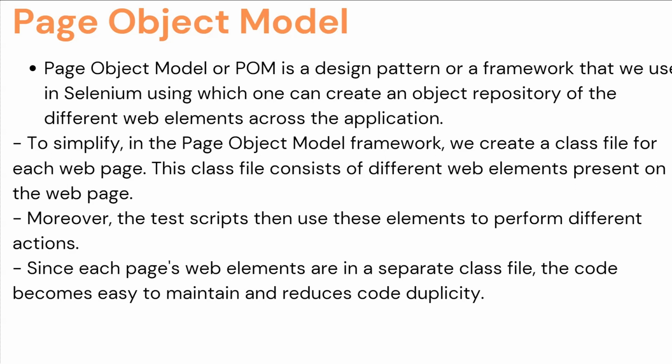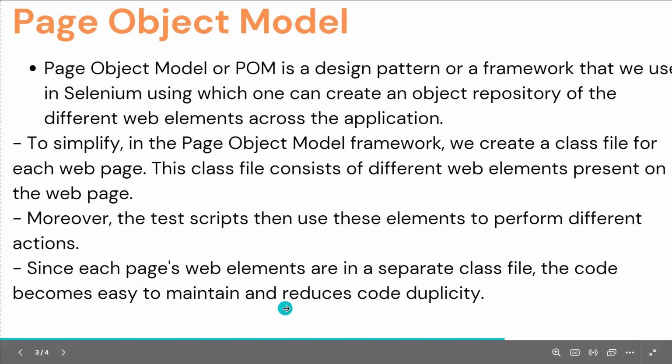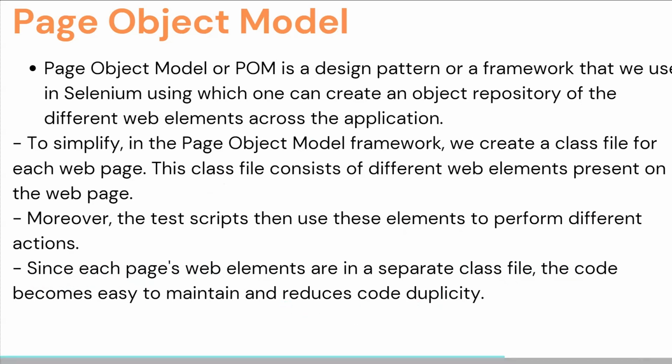It's because, to simplify the page object model, we create a class file for each page. The class file contains the different web elements present on the web page. Moreover, the test script uses these elements to perform different actions. Since each page's web elements are in a separate class file, the code becomes easy to maintain and reduces code duplicity. This is the answer to that why question. Now, if this is asked in an interview, you can easily reply. The point is that for each page we create web elements in a separate class because the code becomes easy to maintain and reduces code duplicity.